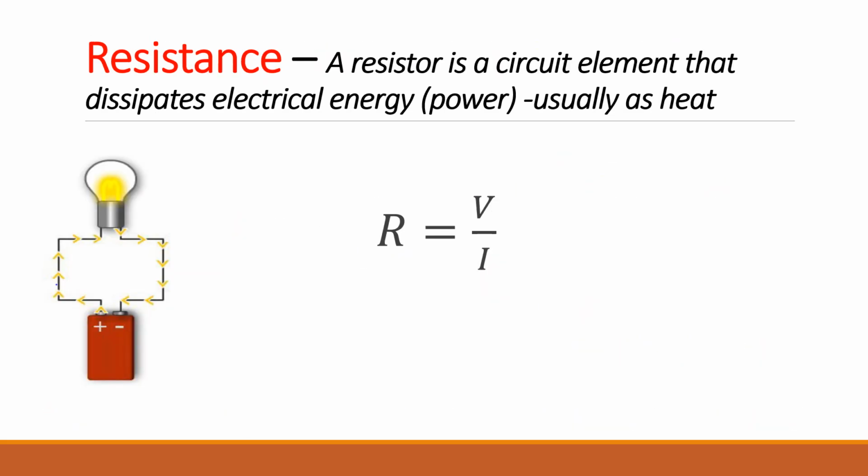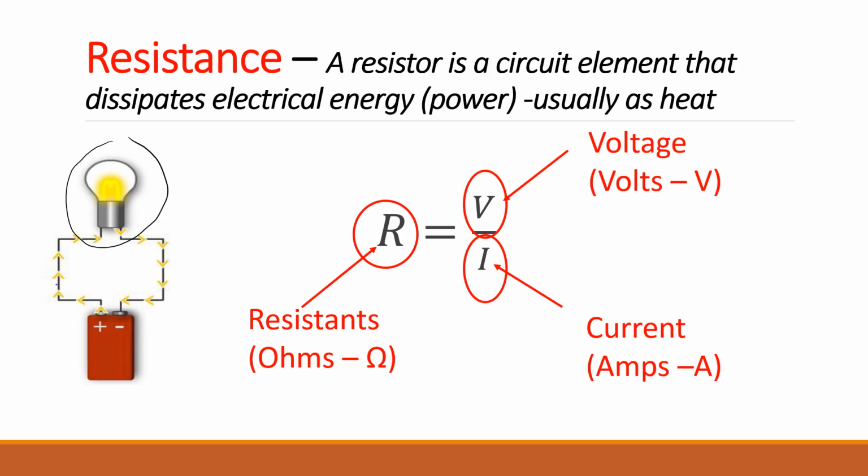So we have already discussed current and voltage, and the third terminology that we are going to discuss here is resistance. A resistor is a circuit element that dissipates electrical energy, usually as heat. So in this circuit, the bulb is the resistance. Resistance is equal to the voltage divided by the current. Resistance is measured in ohms, and we use this symbol for ohms. As we already know, voltage is measured in volts, and the current is measured in amps.